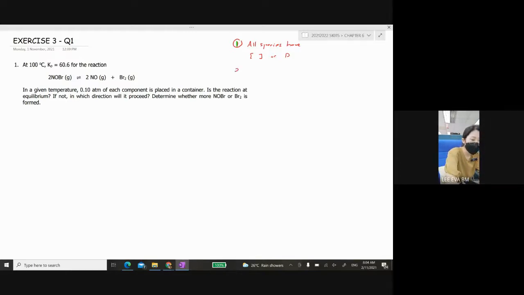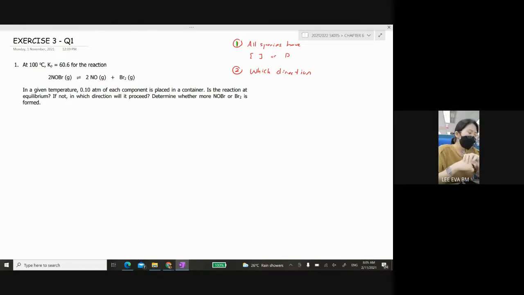And the second clue is that you have no idea in which direction. So it's actually linked between these two points. You don't have an idea whether it's already at equilibrium, or at the beginning, or already towards the end. No idea, right? Then you have to find the Q, then compare with your K. Lepas tu cari awak punya Pacman.